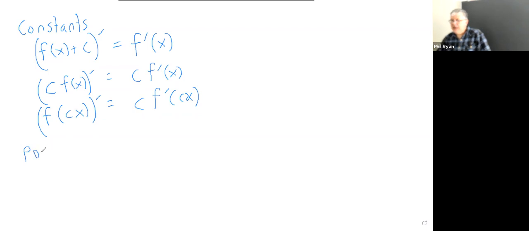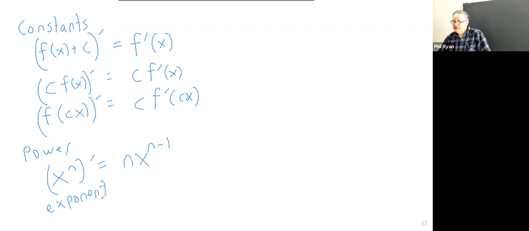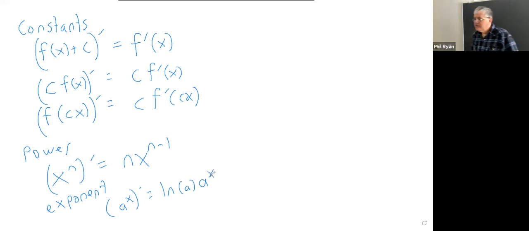Then we had the power rule, right? And we know the exponent rule as well. We know how to take the derivatives of those. So derivative of a to the x is ln of a times a to the x. And in particular, if the base is e, then the derivative of e to the x is e to the x. What else did we do? We did the derivative of ln.